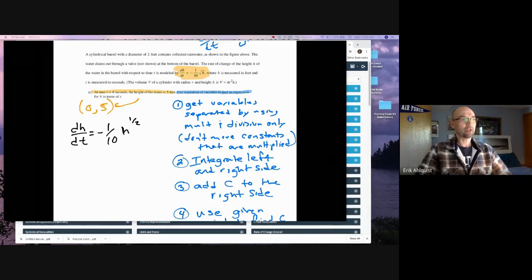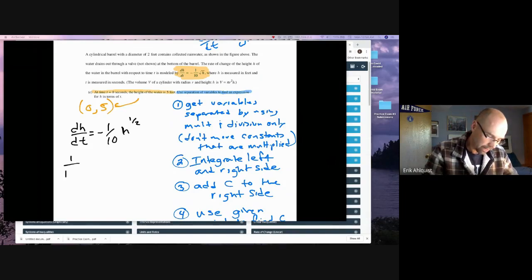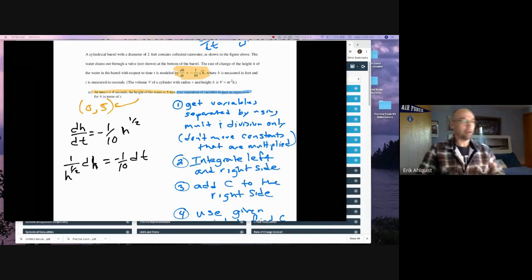So the first thing I'm going to do is get the variables separated by multiplication or division, and only moving variables. I would never move a constant. So if I divide by h to the 1/2 and leave the -1/10 over here, and I move the dt over there, I have moved everything that involves h to the left side and everything that involves t to the right side. Any questions on that step?